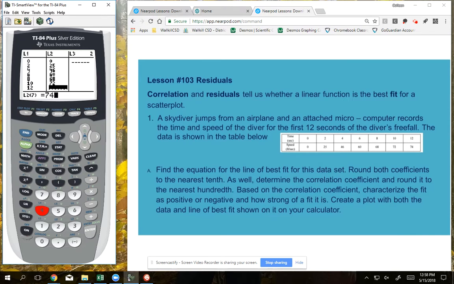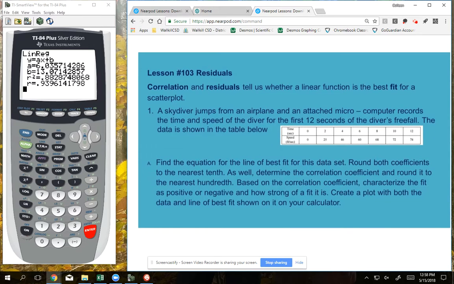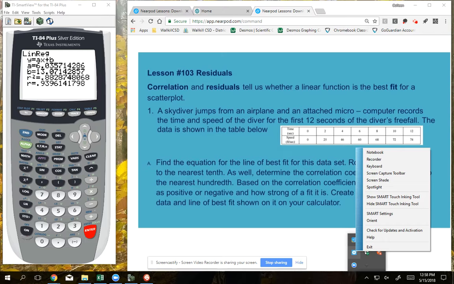From here, I want you to run your regression analysis and pull up the line of best fit. So we press Stat, we go over to Calc, choose choice 4, enter. Do you see an R value of 0.94? Okay, so what does that 0.94 mean? From yesterday, what does the 0.94 mean? Go ahead, Elizabeth.